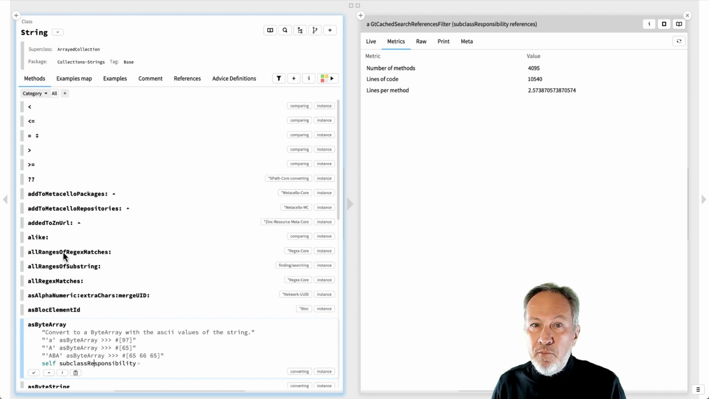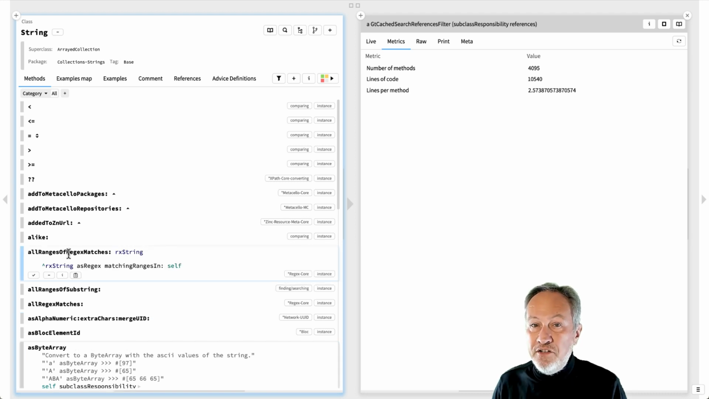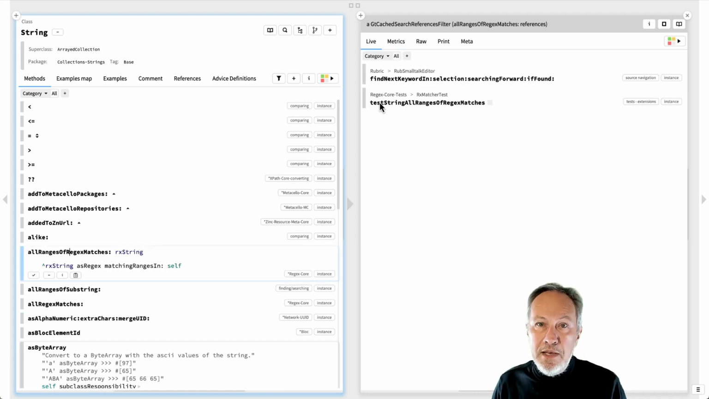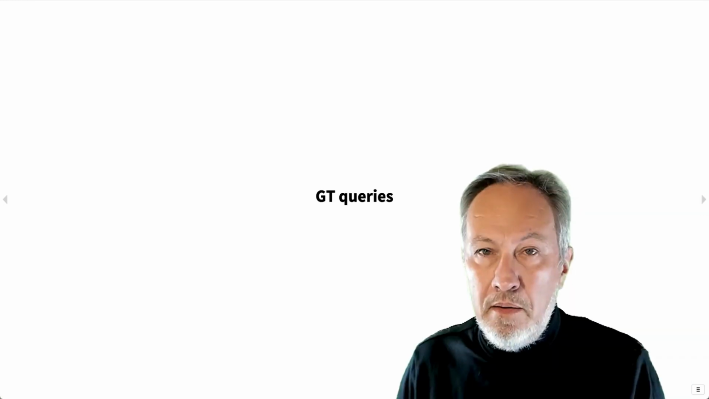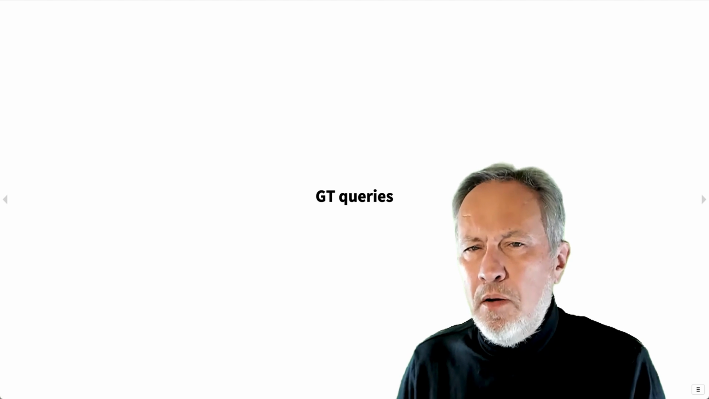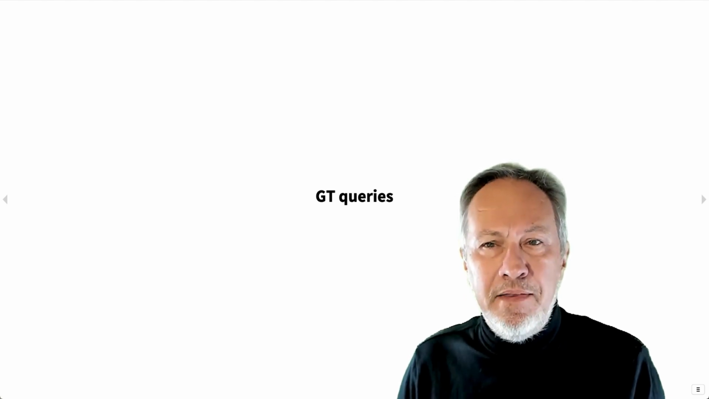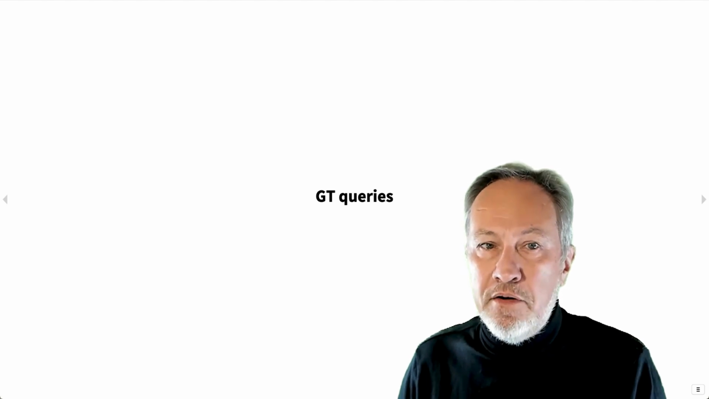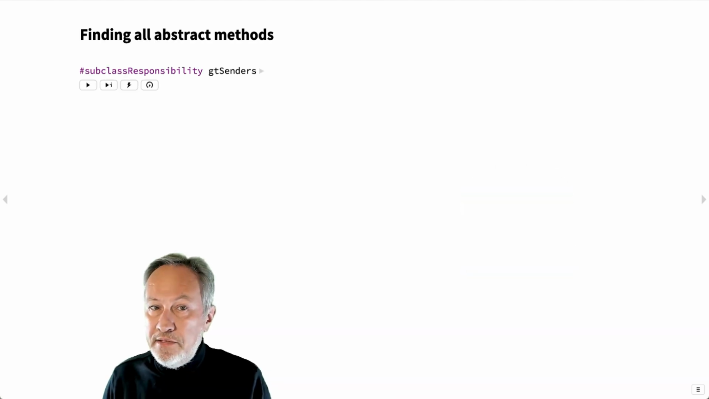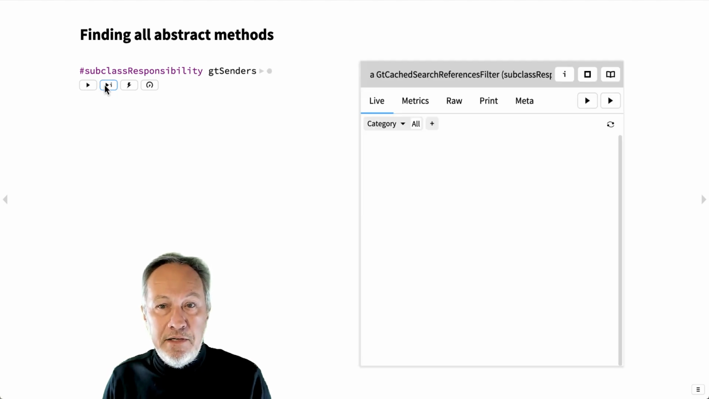For example, if we ask for senders of allRangesOfRegexMatches, we immediately find a test that illustrates its usage. What if we are looking for something more complex, like all the abstract methods within a package? In this case, GT queries are useful. For example, this query returns all the senders of the subclassResponsibility message.